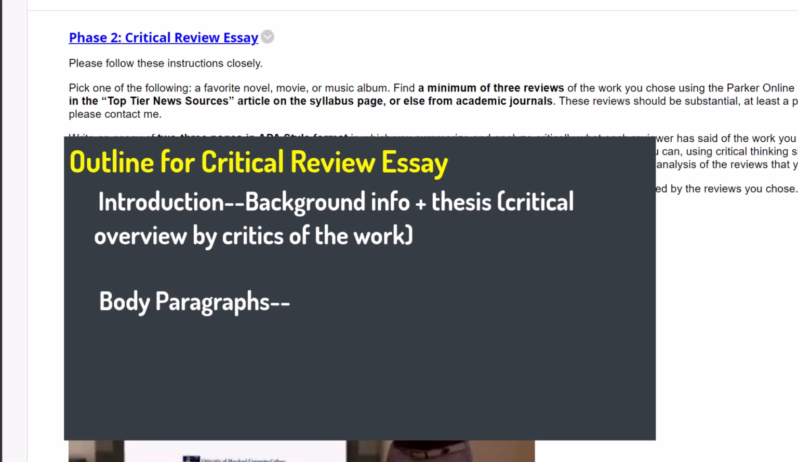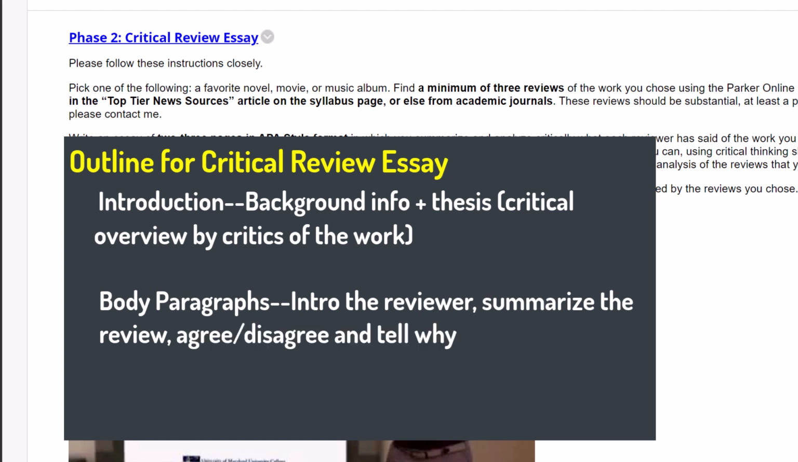In the next 3 body paragraphs, you first introduce the reviewer and his or her article. Then you summarize what the reviewer said about the work. Then in the last part of the paragraph, you agree or disagree with the reviewer and tell why. Follow that same pattern in the next 2 body paragraphs. In the conclusion, wrap up the essay by restating your thesis about the overall critical reception of the work.